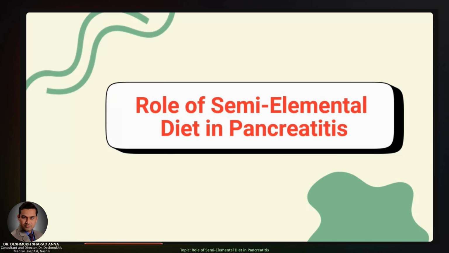So, coming to today's talk, we are going to discuss the role of semi-elemental diet in pancreatitis. As we all know, during pancreatitis the enzymes released from the pancreas are hampered and the pancreas is not functioning properly, so the digestion process is disturbed. If we give them diet, the pancreas has to work more, there is more release of pancreatic enzyme inside the pancreas, and there is more inflammation and worsening of pancreatitis.